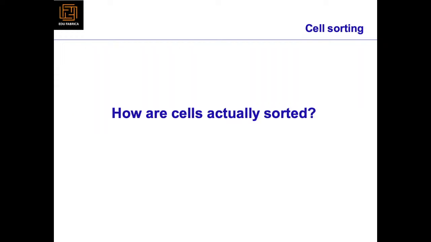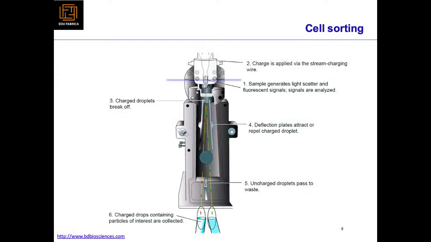How are cells actually sorted? So samples generate light and scatter fluorescent signals. Signals are analyzed here. Then a charge is applied by the stream-charging wires. Then these charged droplets break off into three different parts. So for deflection, there are north and south pole like magnetic plates. So according to that, they get differentiated.